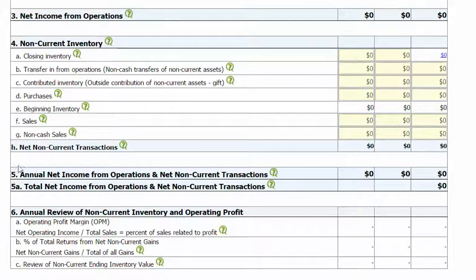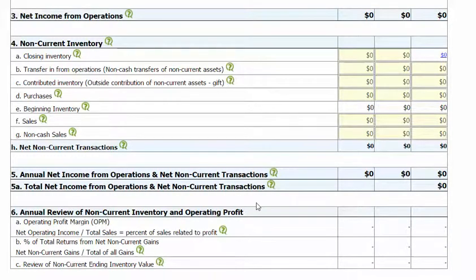Line item 5 here is simply the net transactions from Category 4 on non-current inventory. This is the line that should in almost all cases be a negative number. Item 5A is simply where you take the net income from operations, which is item C or line C, and add it to line A. So this becomes basically your net income each year of the SAE.